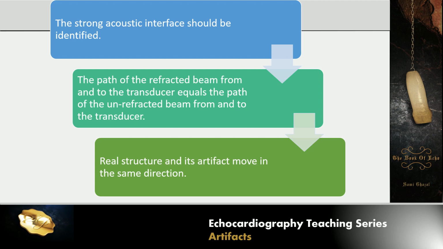So to identify a refraction artifact, you need to identify the strong acoustic interface and then measure the path of the refracted beam from and to the transducer, and it should equal the path of the unrefracted beam to and from the transducer, and the real structure and its artifact move in the same direction.